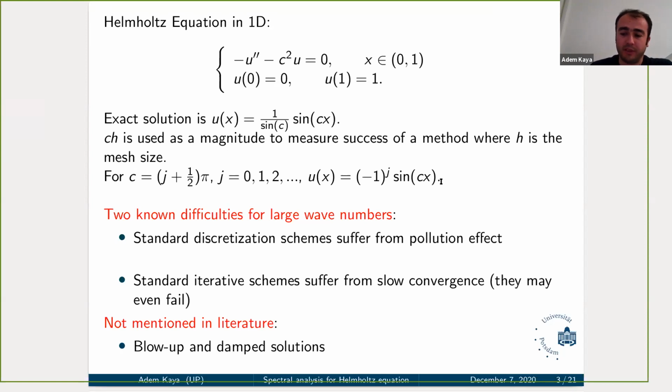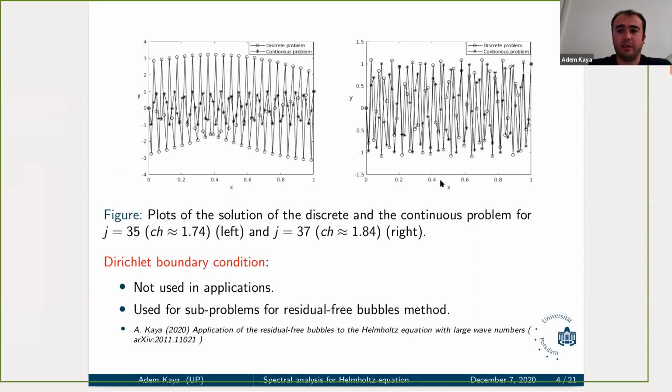This blow-up is very clear when Dirichlet boundary condition is used. And I want to show one example here. On the left figure, we see the numerical solution and the exact solution. And we can clearly see the difference between the scale of the numerical solution and the exact solution. So there's a blow-up here. And on the right figure, there is no blow-up, although C times H is greater on the right.